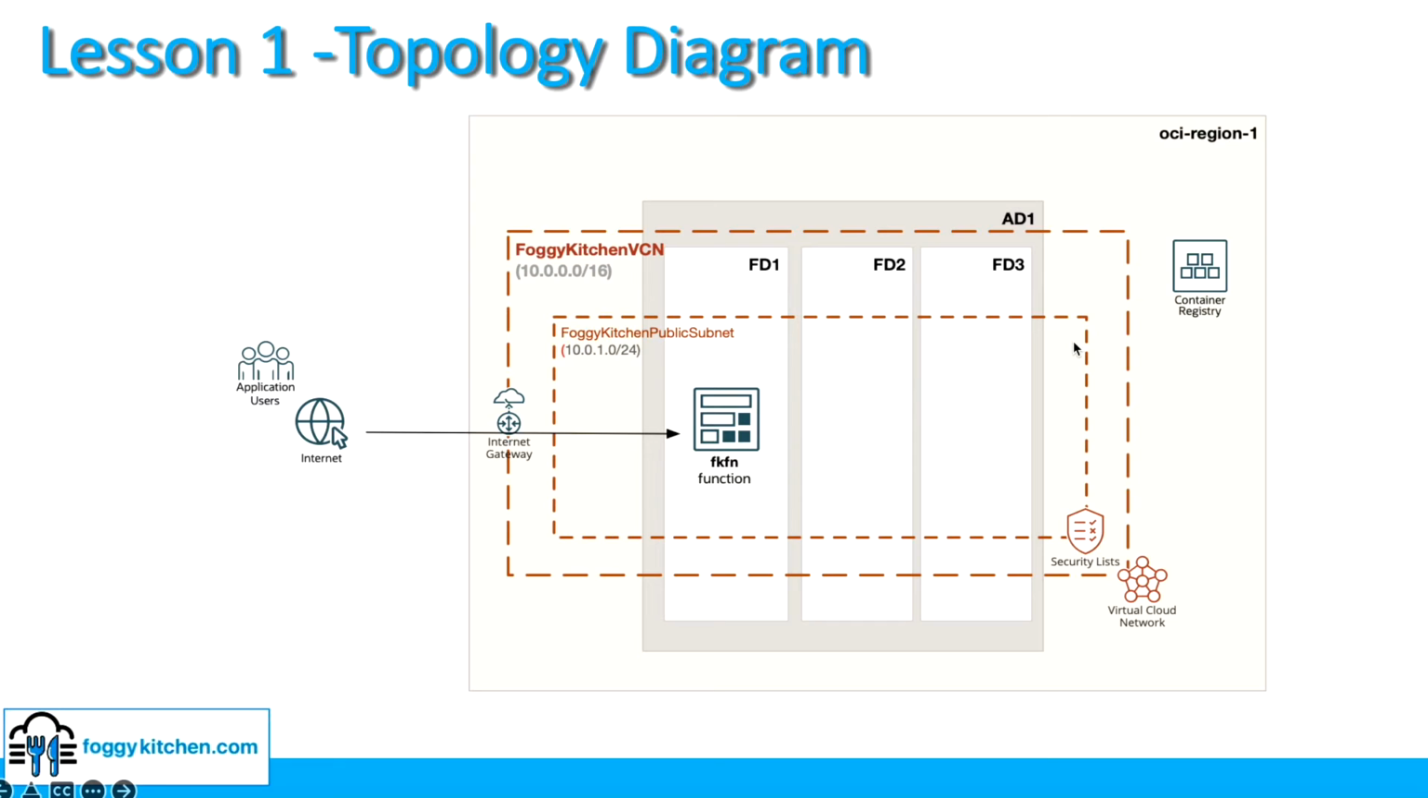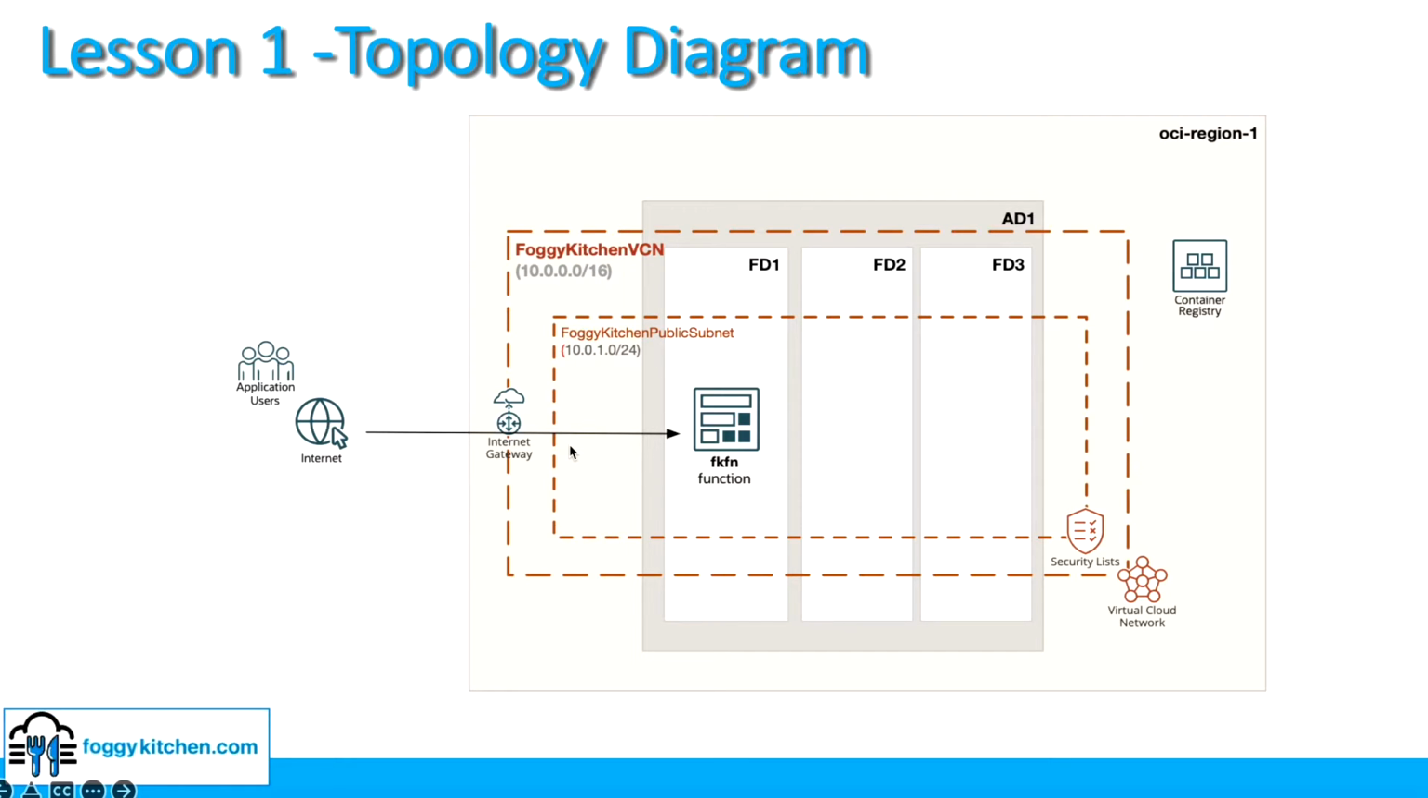Here is the topology diagram of the first lesson of this course. As you can see, we are in an OCI region, and in this OCI region we have one VCN with one public subnet. Inside this subnet, our function fkfn will be placed. What is important, we also have a container registry, the source of the image for the function. The function will be exposed to the public internet, and we can call it from the outside. Okay, that is all in case of the topology.